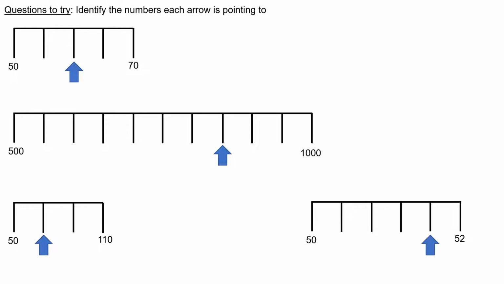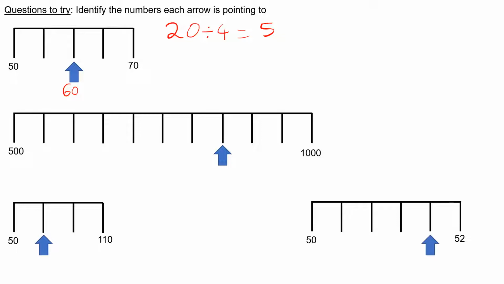Here are the answers. In the first question, we have 1, 2, 3, 4 jumps, and we're going up by 20. So we need to do 20 divided by 4, which is 5. So our scale is going up in 5s. So the arrow is pointing to 60, 50, 55, 60.